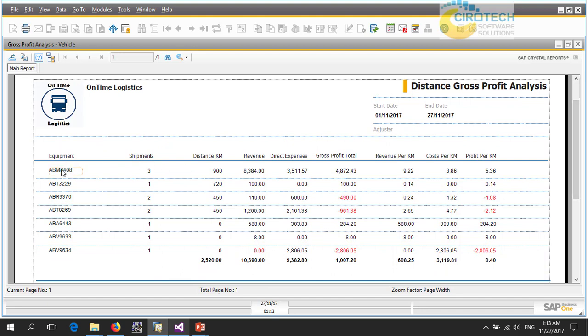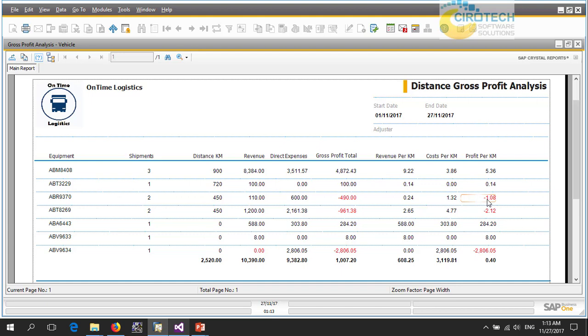The report in this particular case is showing us one line per vehicle. It gives us all of the consignments that were handled by that vehicle in that period, the total distance that was covered, total revenue, direct expenses, and the measures there at the end: revenue per kilometer, cost per kilometer, and profit per kilometer. And it's very easy to spot the loss-making vehicles in that period.